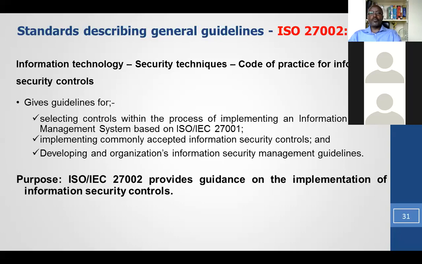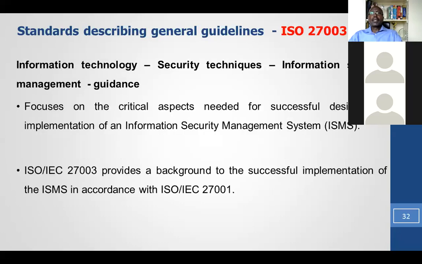So you do not have to do it the way ISO 27002 tells you to do it. All you have to do is to show proof. For instance, if the requirement was to have a password policy, all you need to do is to show the auditor that you have an information security policy that meets the requirements of ISO 27001. Okay, then there is ISO 27003, which guides you on how to implement your information security management system.